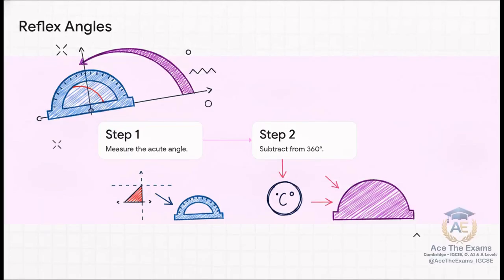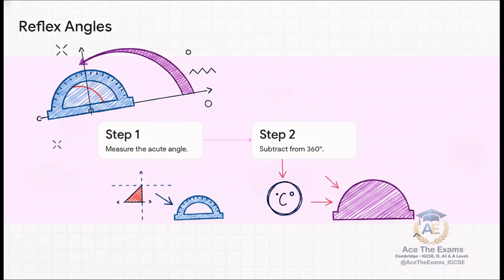Okay, so that technique is flawless for angles up to 180 degrees. But what's your strategy when the exam throws a massive reflex angle at you, an angle bending all the way backwards, between 180 and 360 degrees? Since standard exam protractors are semicircular and max out at 180, you can't just measure a giant reflex angle directly. The strategy here is a quick 2-step calculation.